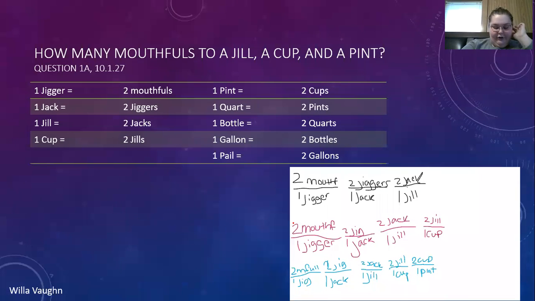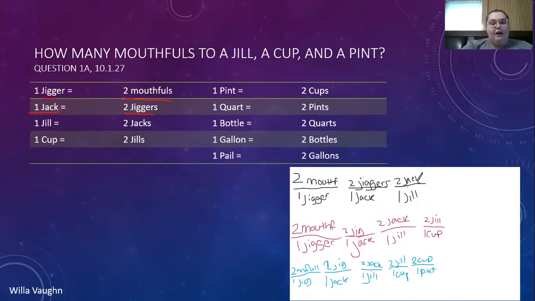All right, so first we've got to start out with 2 mouthfuls over here. 2 mouthfuls is going to equal 1 jigger. So we put 2 mouthfuls on top of the line and 1 jigger on the bottom, because we want to get rid of the jiggers and we want to keep the mouthfuls, because that's what we need to know equals another one. So here we have 2 mouthfuls is equal to 1 jigger, and then we make another line, and because we want to get rid of the jiggers, we'll put 2 jiggers equals 1 jack. We get that from right here.